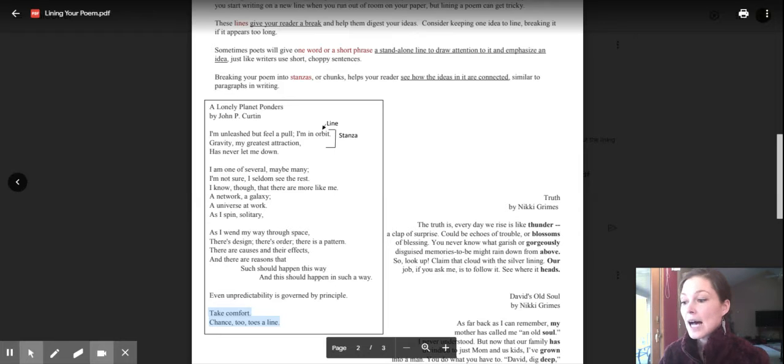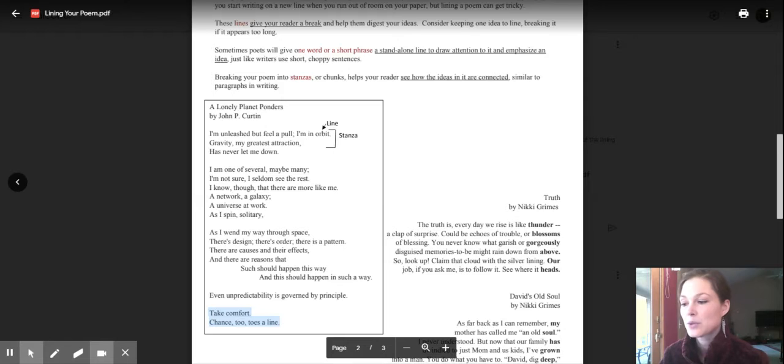I'm unleashed but feel pulled. I'm in orbit. Gravity, my greatest attraction, has never let me down. I'm one of several, maybe many. I'm not sure. I seldom see the rest. I know, though, that there are more like me. A network, a galaxy, a universe at work, as I spin solitary.